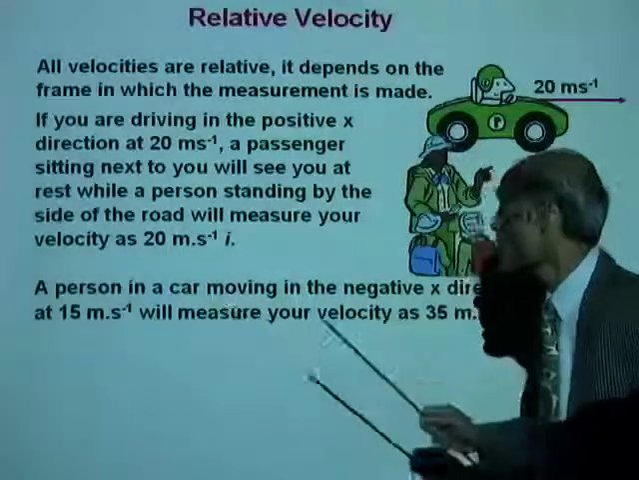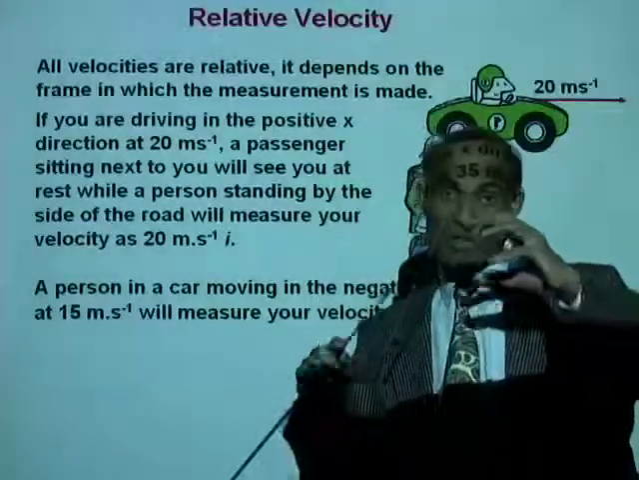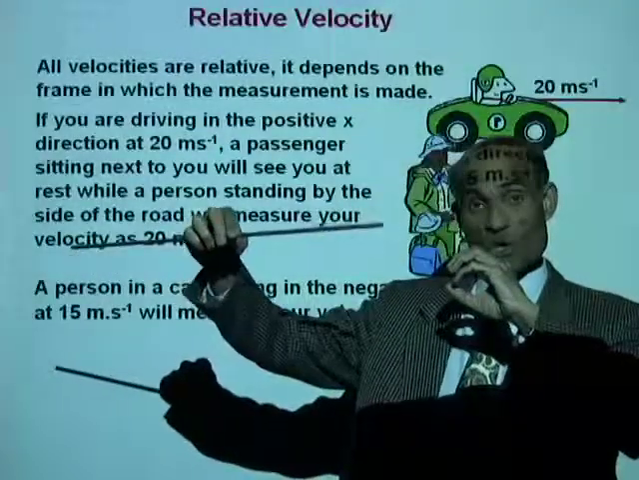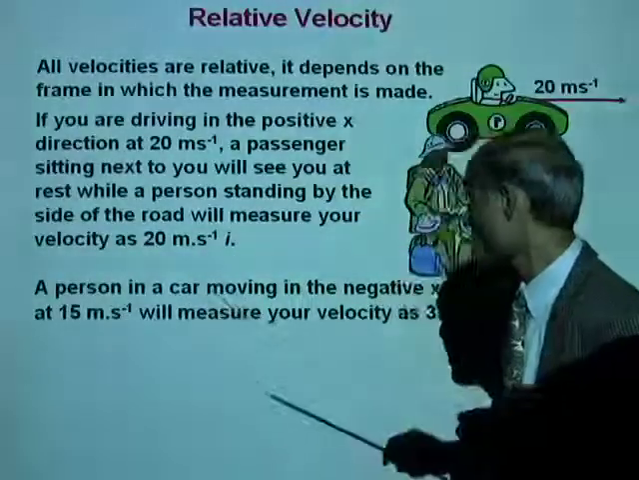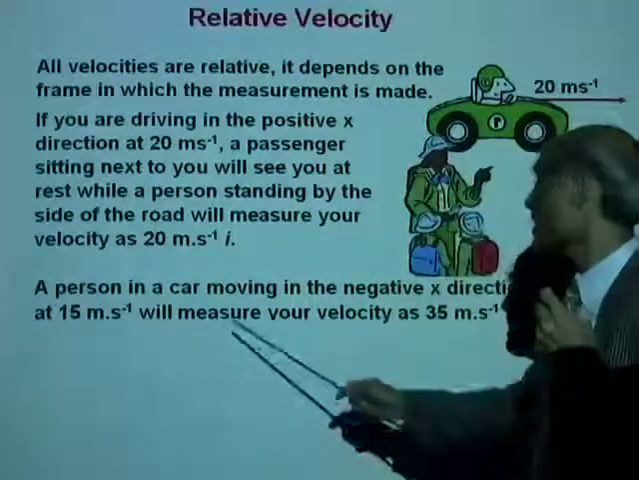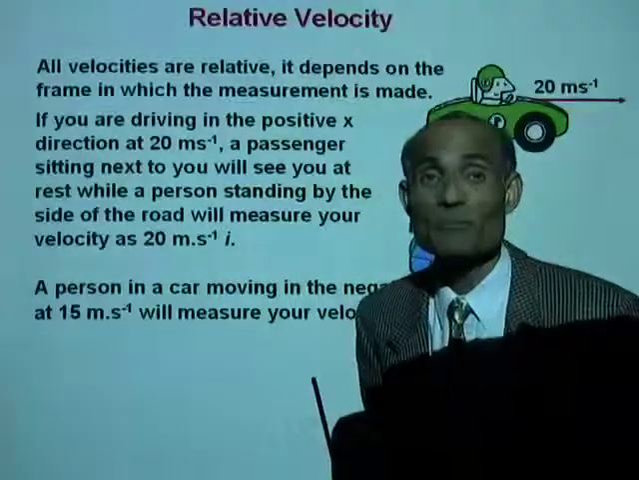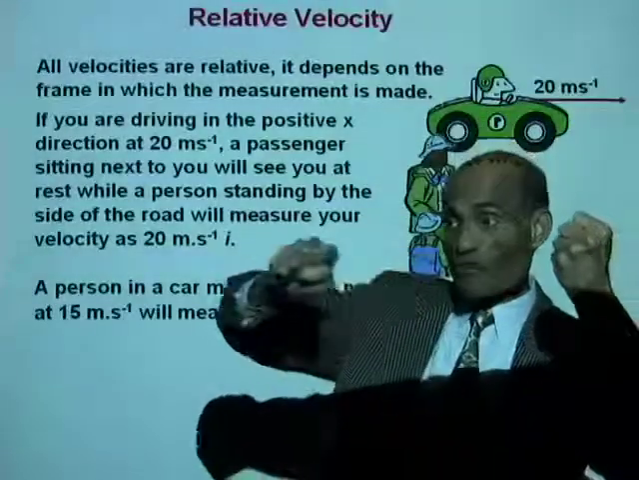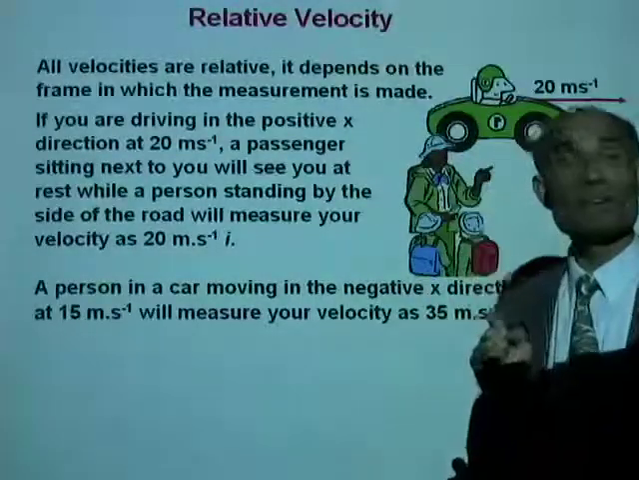A person in a car moving in the negative x direction. Alright? Now you are in the car that goes east. Another car is going west in the opposite direction. A person in a car moving in the negative x direction at 15 meters per second will measure your velocity, and what will that velocity be? You see, that person will see you moving away from him at 35 meters per second. Have you understood that?